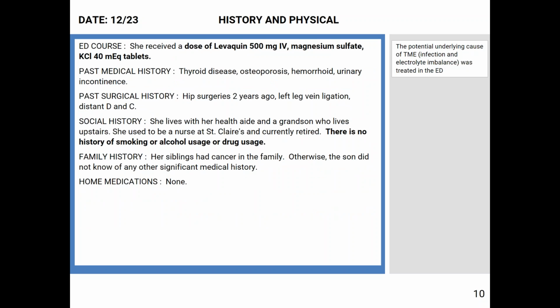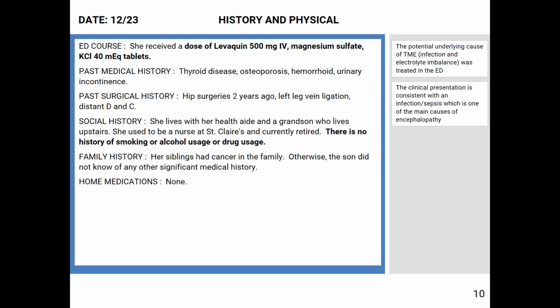So again, more support for the potential for TME. They treated with Levaquin for the infection, the magnesium sulfate for the hypomagnesemia, and the KCl for the hypokalemia. I also highlight here that there is no history of smoking or alcohol usage, because if this patient, say, was inebriated, then that could be causing altered mental status.